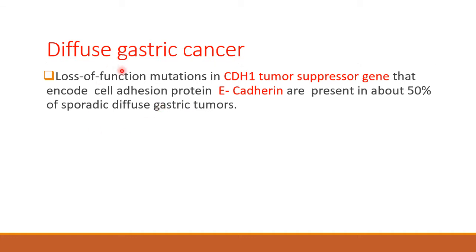Then later we see the classification of gastric cancer. So there are two types of gastric cancer. One is diffuse gastric cancer and the other is intestinal type gastric cancer, based on the extent of invasion. First, diffuse gastric cancer: the genetic alteration seen is loss of function mutations in the CDH1 tumor suppressor gene that encodes the cell adhesion protein E-cadherin, seen in 50% of sporadic diffuse gastric cancers. So remember this loss of function mutation in the CDH1 tumor suppressor gene and E-cadherin gene.